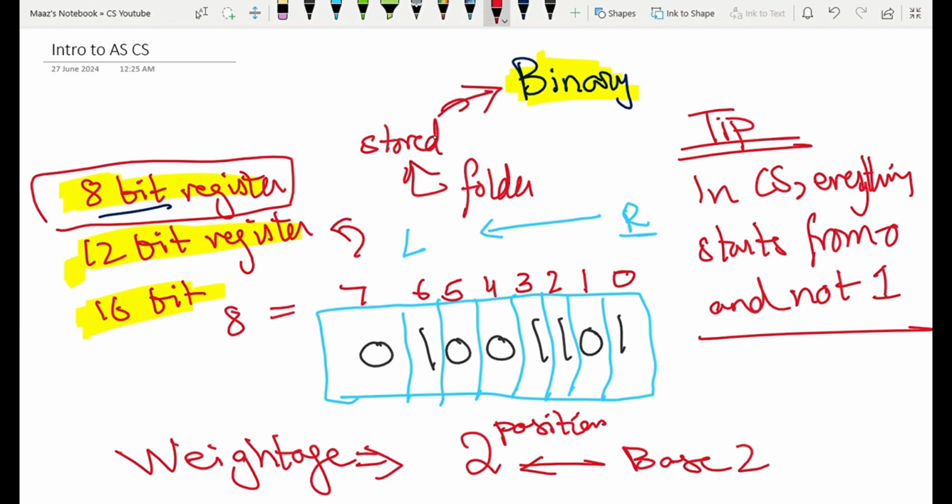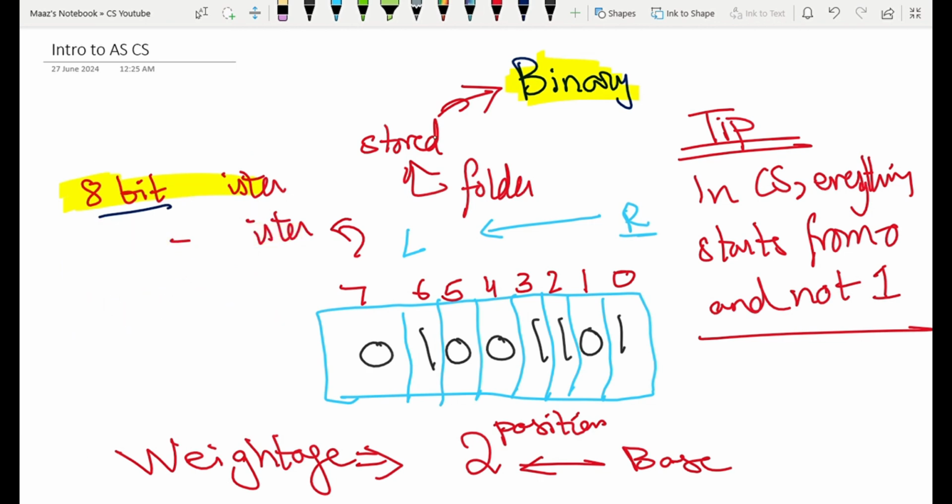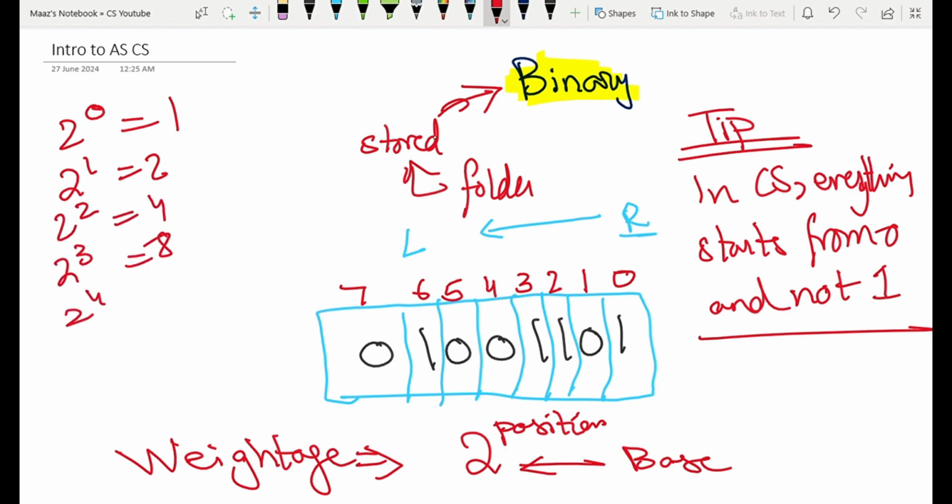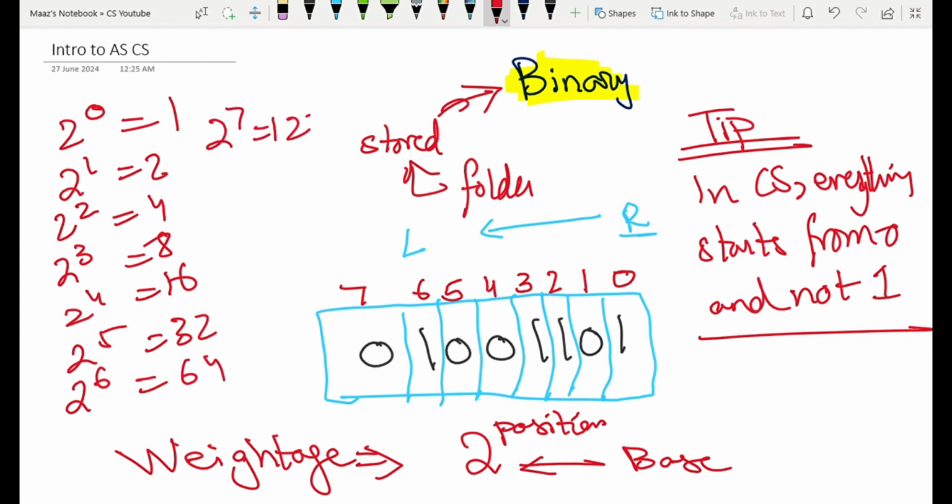Let's erase this part, we don't need this. And let's conduct all these questions up here. So 2 raised to power 0 is 1, 2 raised to power 1 is 2, 2 raised to power 2 is 4, 2 raised to power 3 is 8, 2 raised to power 4 is 16, 2 raised to power 5 is 32, 2 raised to power 6 is 64, 2 raised to power 7 is 128.